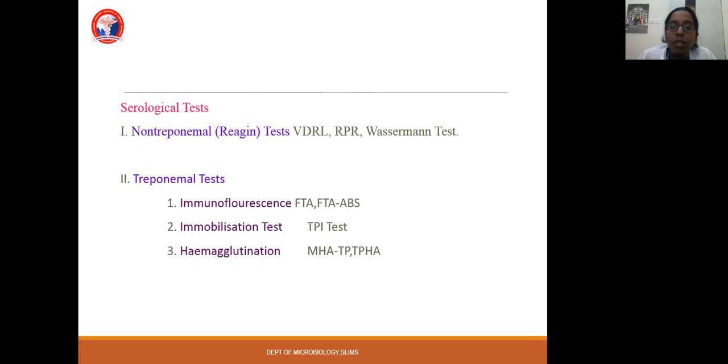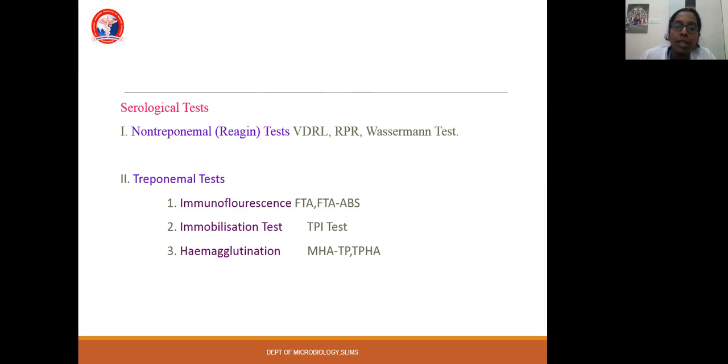Similarly, we use the Wassermann test also. The RPR test is a simplified test. Inactivation of the serum should be done in the VDRL test at 56 degrees Celsius for at least half an hour, but for the RPR test we need not do it. Similarly, CSF can be tested directly for the VDRL test, but for the RPR test we cannot do CSF testing.